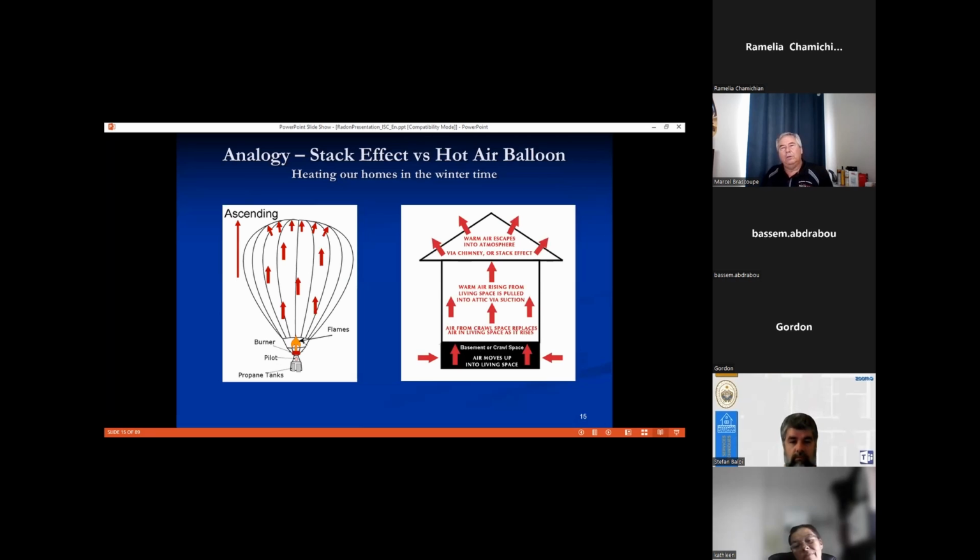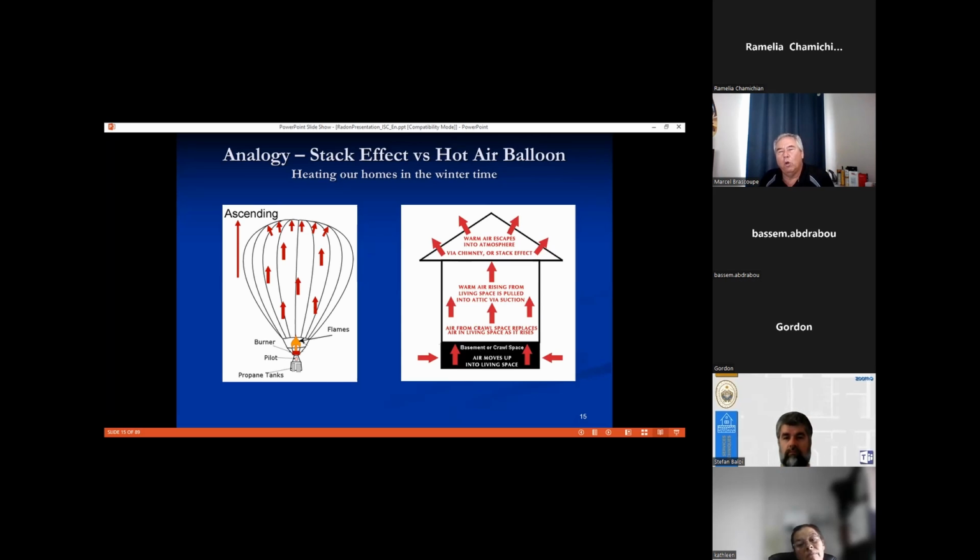Now, how does radon actually infiltrate into your home? What's the mechanism that causes the radon to infiltrate into your home? Well, we can compare that to a hot air balloon. With a hot air balloon, we heat up the air that's inside the balloon. The hot air, being lighter and less dense than the cold air, will go to the top of the balloon. That's what creates a buoyancy force, which causes your hot air balloon to rise into the air.